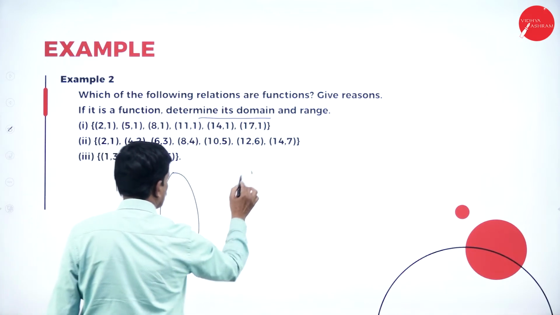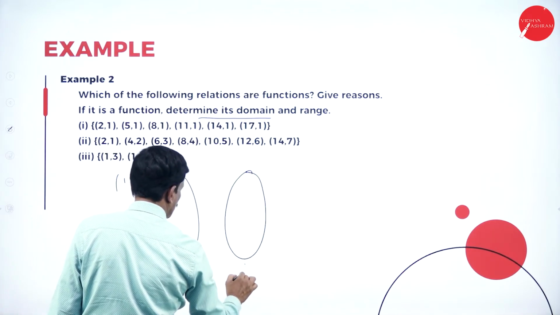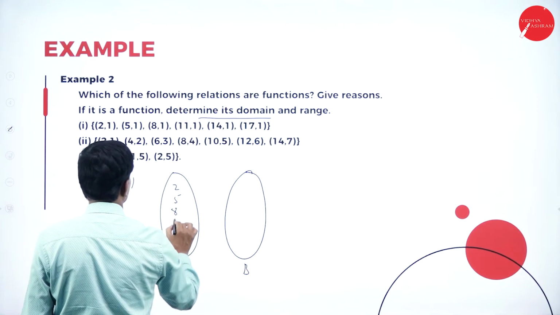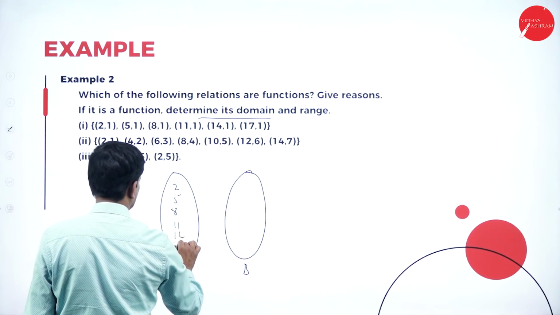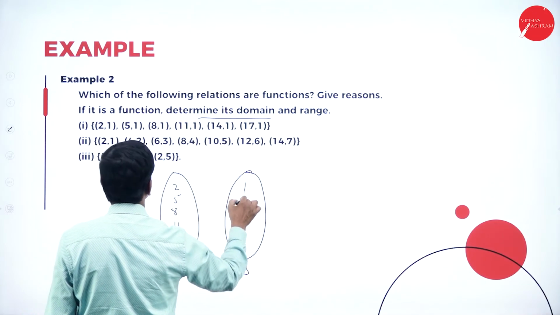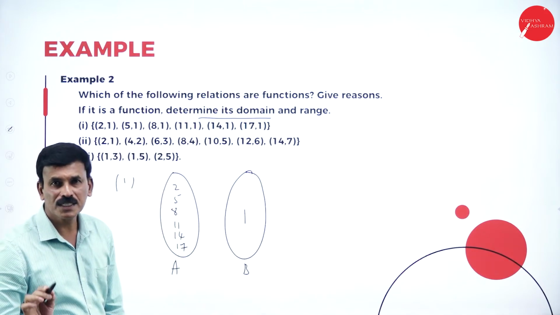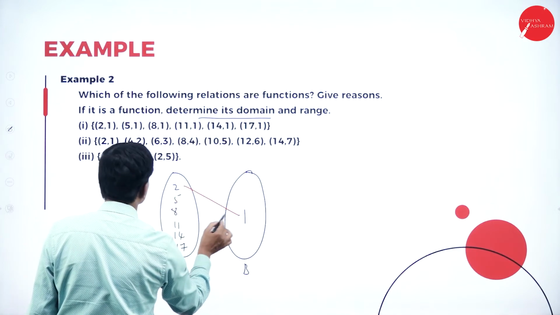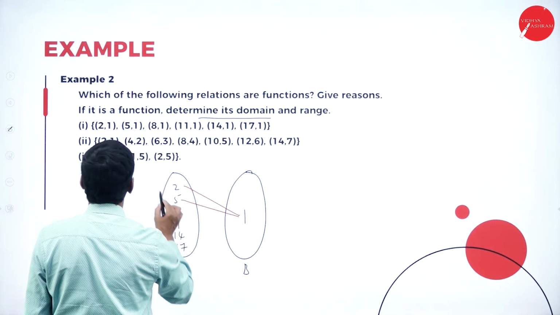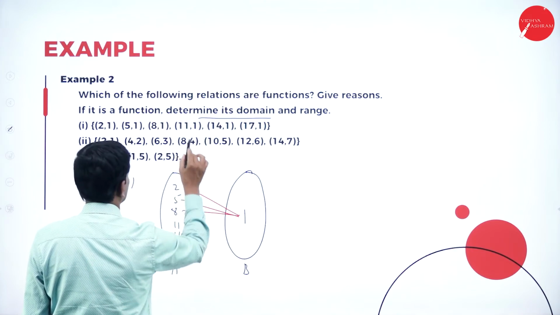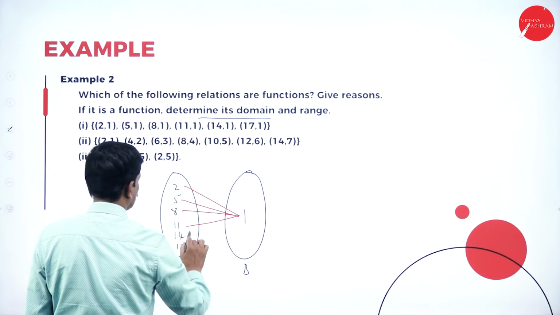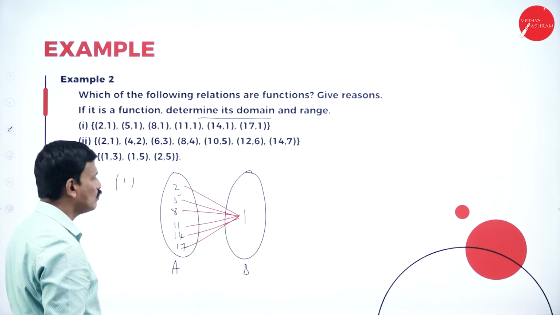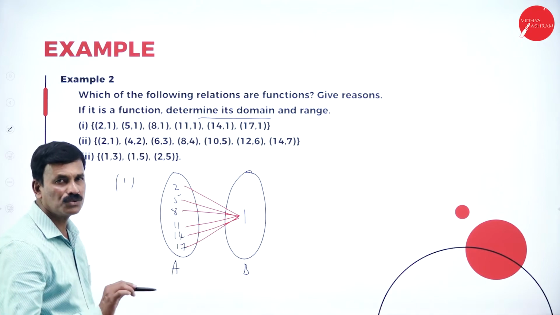Let us write down the elements. So, here A and B. A contains 2, 5, 8, 11, 14 and 17. B contains only one element. Let us map 2 to 1, again 5 to 1, again 8 to 1, again 11 to 1, 14 to 1 and 17 to 1. All the elements are related to 1 only.